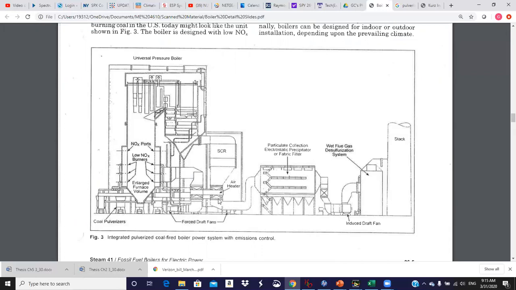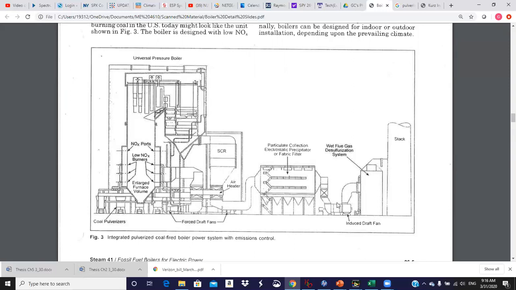This is a rotary device that rotates around. This is coming out on this side, this is coming in on this side, and it preheats the air that's going into the boiler for combustion. And we're showing a precipitator, or fabric filters, whatever you're using to get all of the particulates and ash out. And then we show the ID fan, and then going through the wet flue gas desulfurization system, and then we go up the stack. So this takes out the sulfur and some of the heavy metals as well.